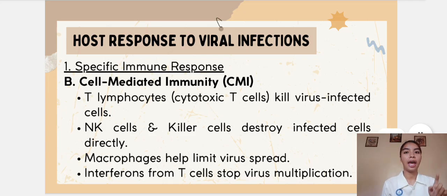Next, we have NK or natural killer cells. And killer cells destroy infected cells directly. So like the T lymphocytes, NK and killer cells also destroy the infected cell. Macrophages help limit virus spread. Interferons from T cells stop virus multiplication. So later on, we'll talk more about interferons.